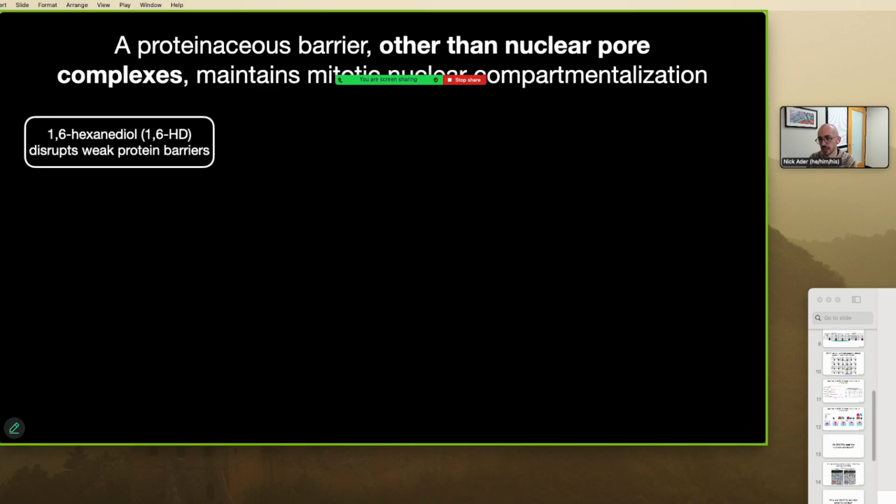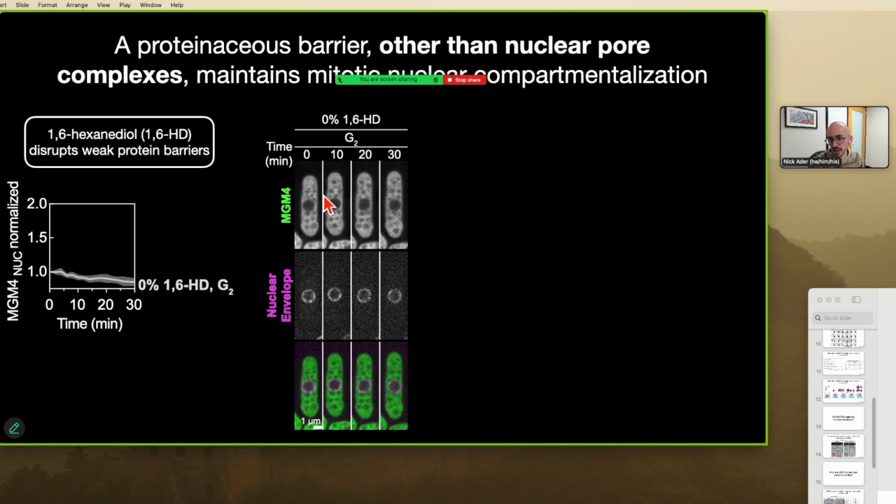So in order to look at this, we used 1,6-hexanediol, which for our intents and purposes is going to disrupt weak protein barriers. And when we don't treat with the drug and then image our cells for about a half hour, we can see our reporter does not leak into the nucleoplasm. You can see that down here as we look at a merge with the nuclear envelope labeled.